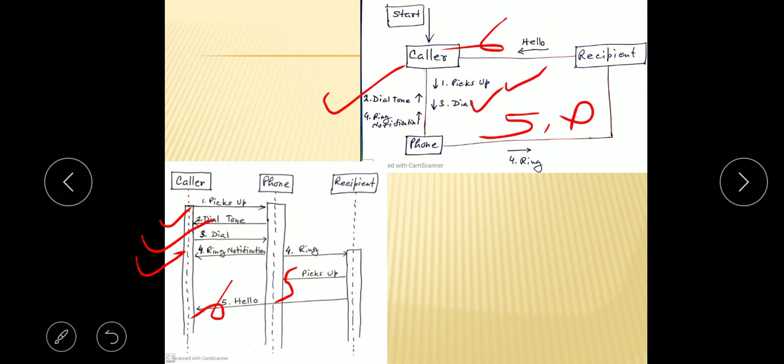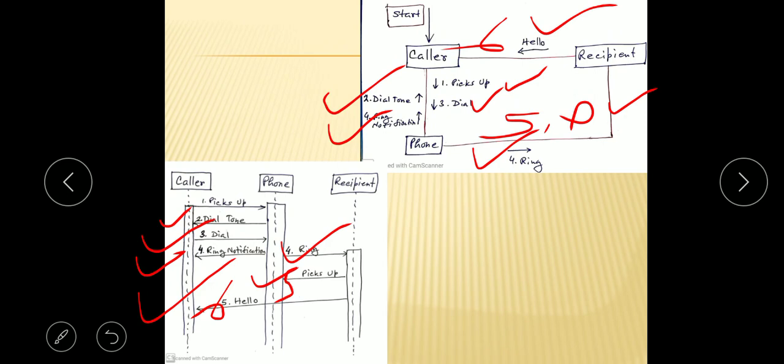Just check, phone to caller it is ring notification, and phone to recipient it is ring. So phone to recipient it is ring at number 4. Again at number 5 phone to recipient picks up at number 5, as I have shown here, that is recipient to phone, that is picks up. And at number 6 recipient to caller, that is hello, and here also recipient to caller, that is hello. Okay, so sequence diagram and collaboration diagram shows the same thing.